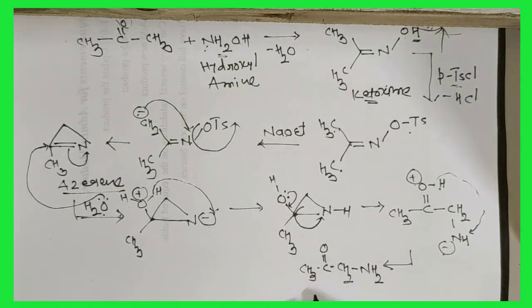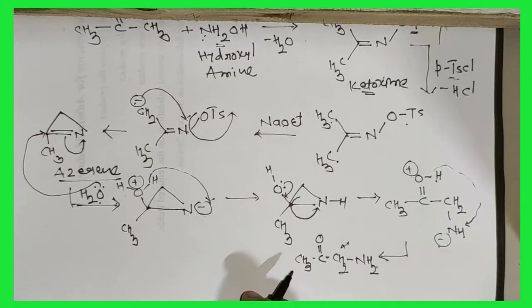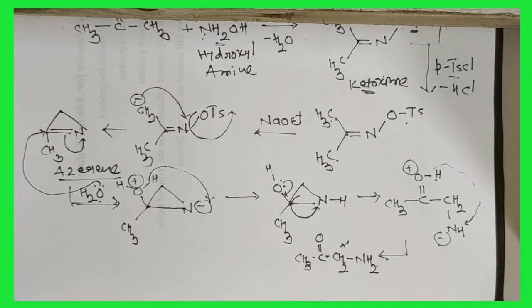So alpha amino ketone is our final product. Clear? Alpha amino ketone is our final product.